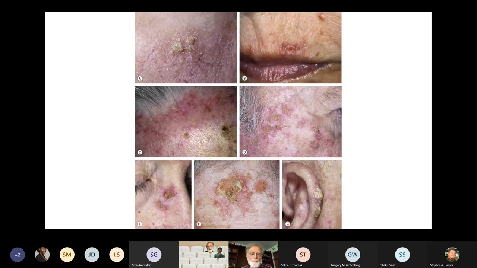A, B, C, and D are actinic keratoses. You get into E, F, and G, and maybe we're dealing with something that's invaded the dermis, and you don't know until you do a biopsy how deep it goes. And for sure, if it goes into the dermis, you can't just freeze those.